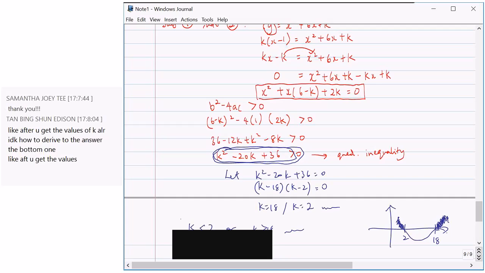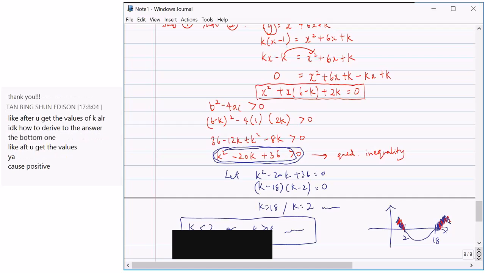Oh, you don't know how to get here, huh? Okay, to get this, you must look at your graph. You understand why I chose this patch and not the middle patch? You know why I chose the red part here and not the middle part? Yeah, because I want positive, bigger than 0. And how you know is you look at the inequality you're looking for. You see bigger than 0. So I choose here and I choose here.